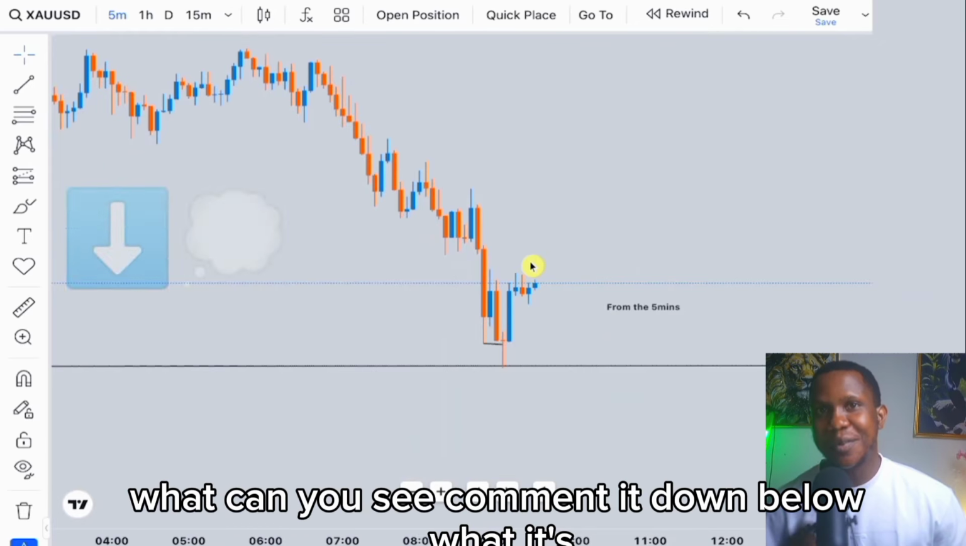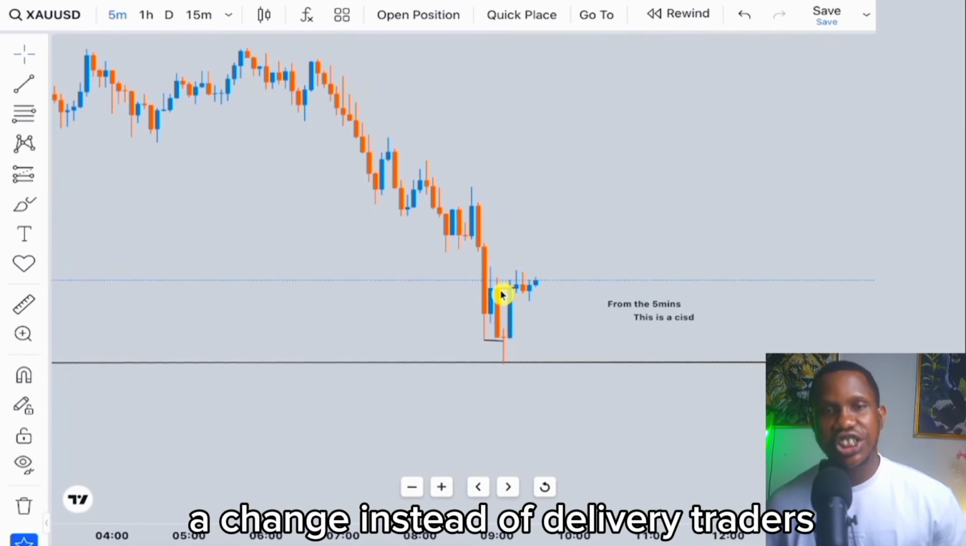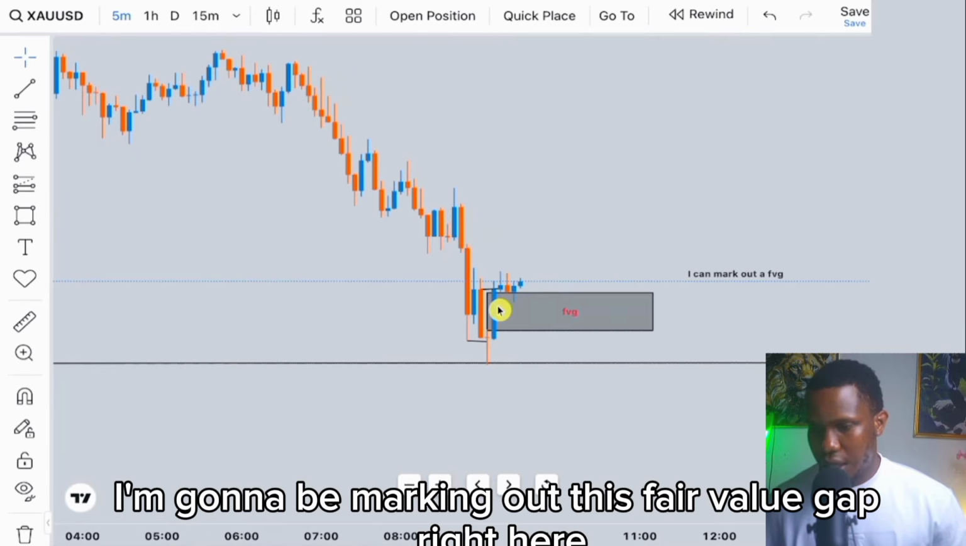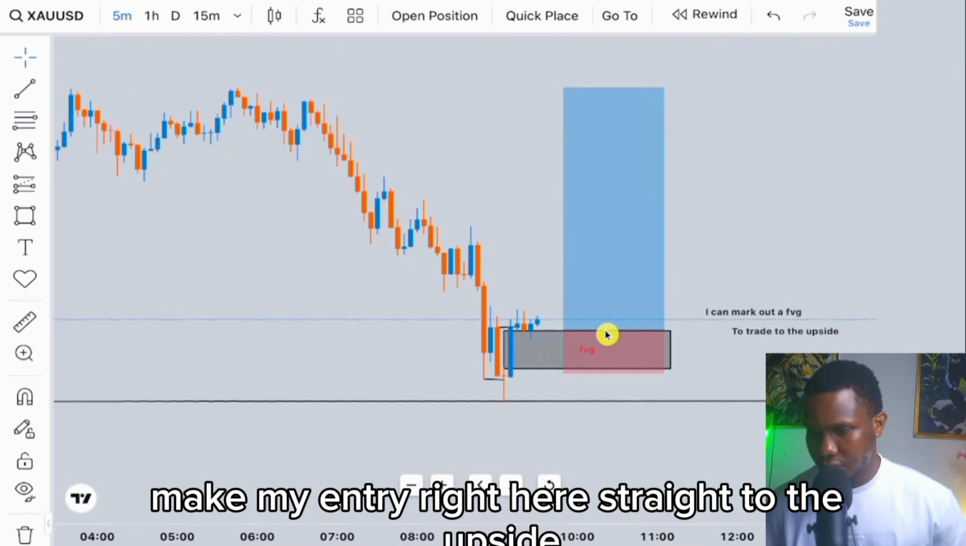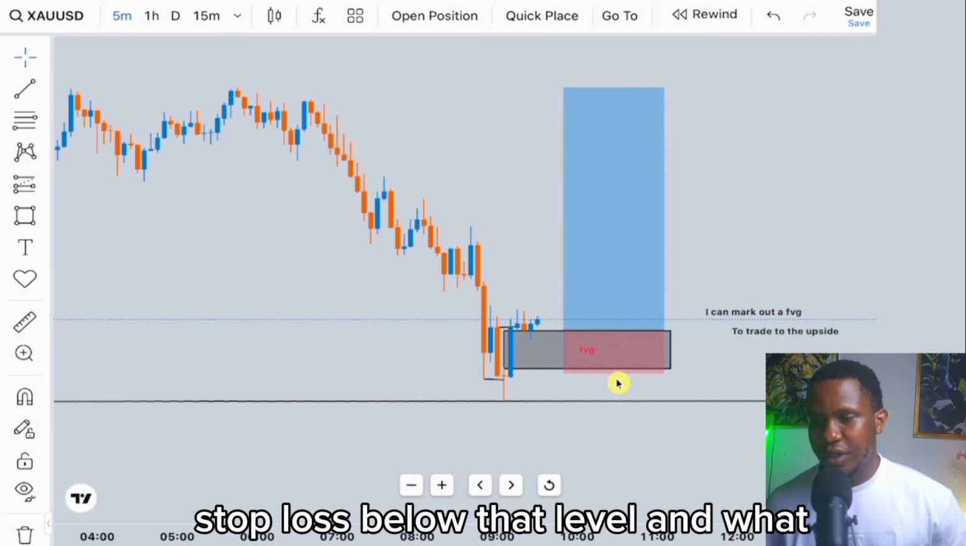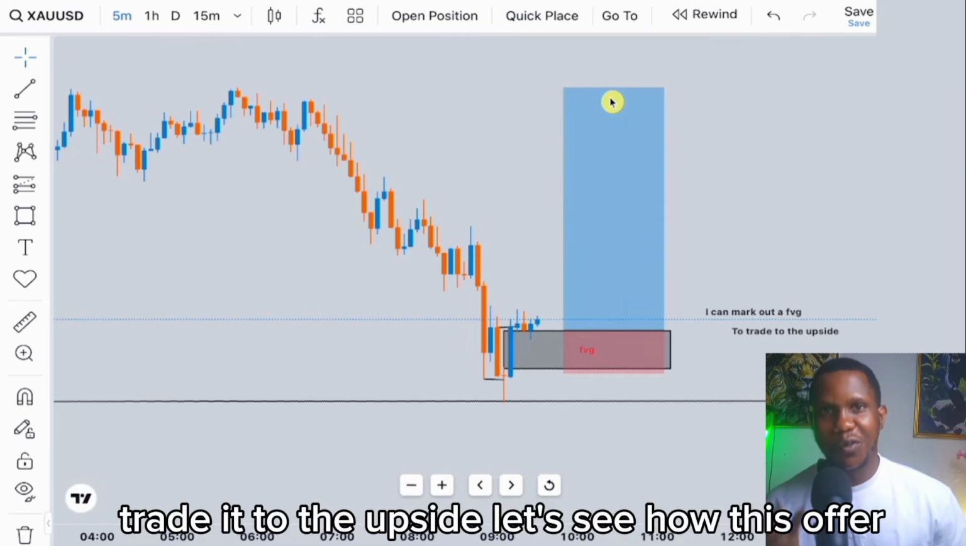What can you see? Comment it down below. It changed its state of delivery, traders. I'm going to be marking out this fair value gap right here. Make my entry straight to the upside. Stop loss below that level. Let's see how this unfolds, traders.